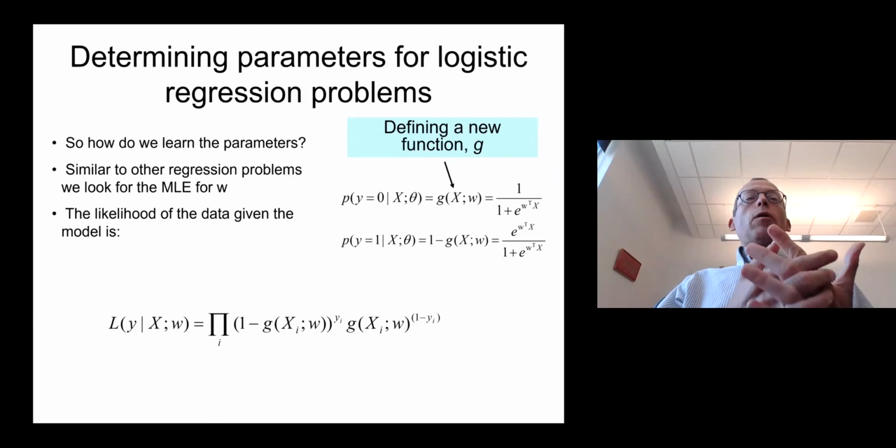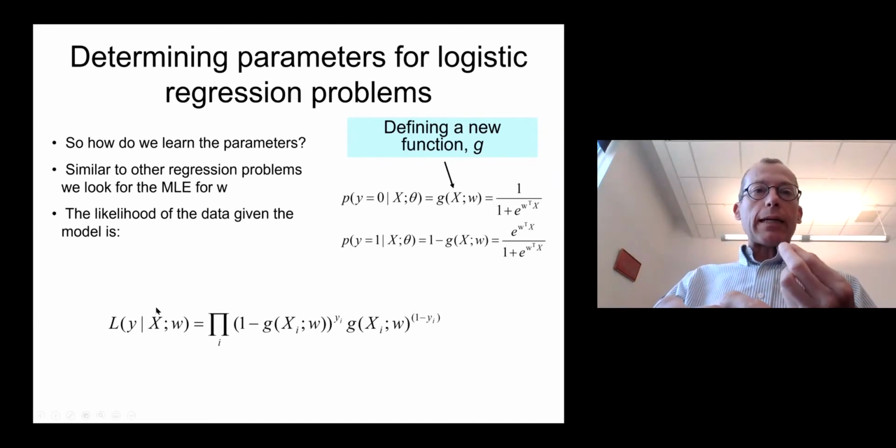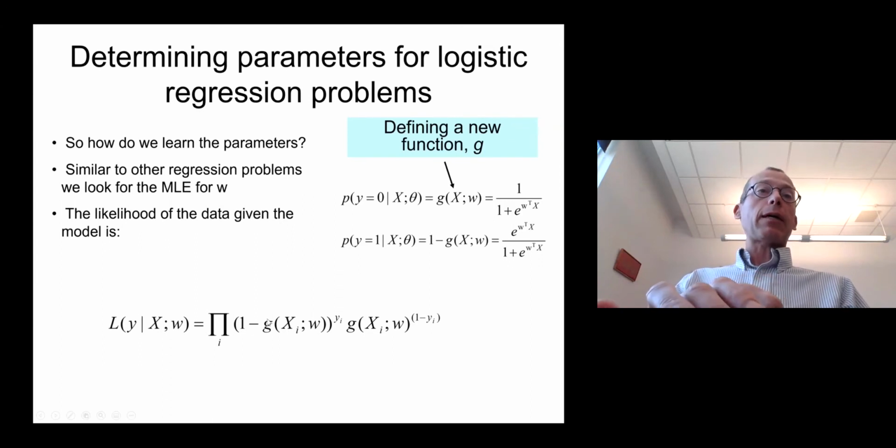And now, this is the likelihood of the data given the model, and we want to find the value of the parameters W that maximizes this likelihood. That's the goal.